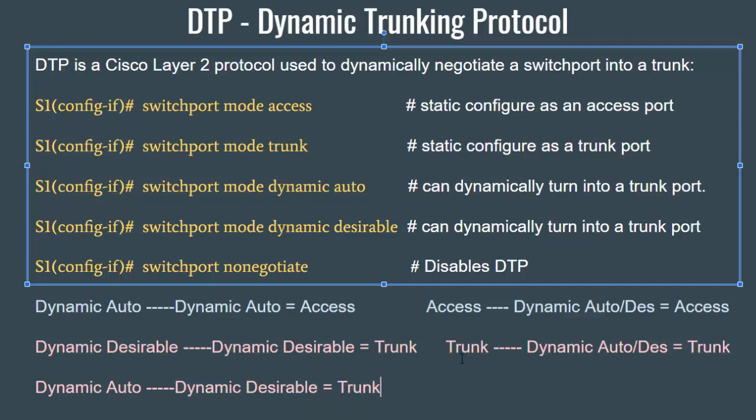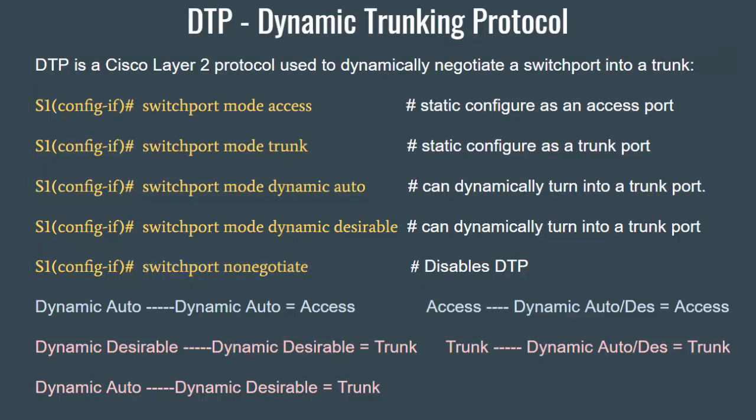And then, obviously, if one end is an access port and it connects to either dynamic auto or dynamic desirable, you get an access port. If one end is a trunk and you connect to the other end and it's either dynamic auto or dynamic desirable, you get a trunk. So that's basically the function of DTP. Now you may want to not negotiate that at all, and then you would turn it off.